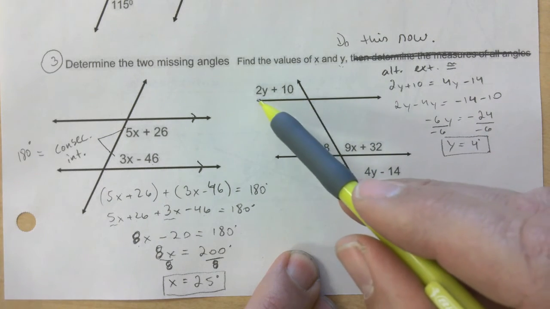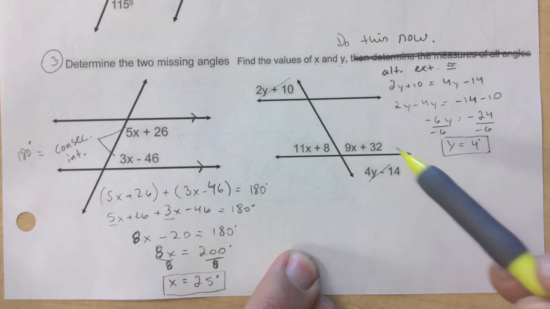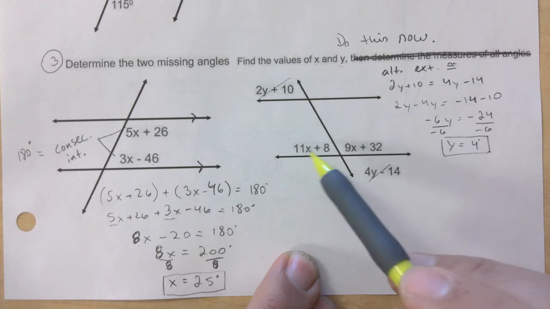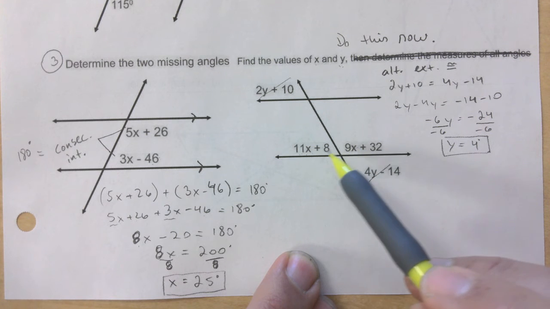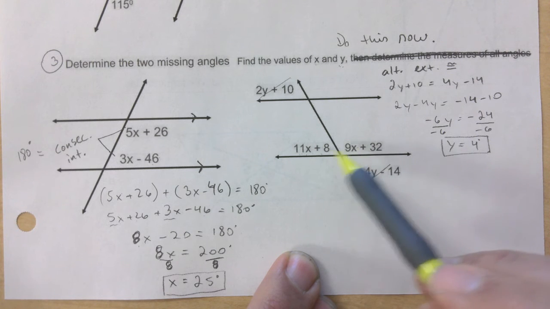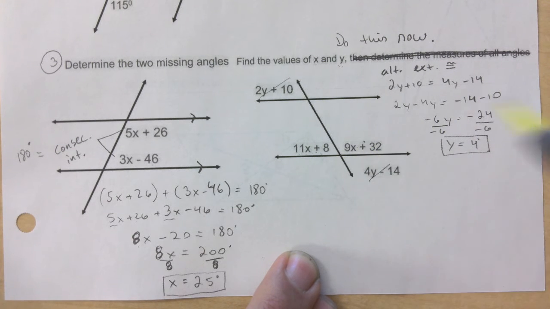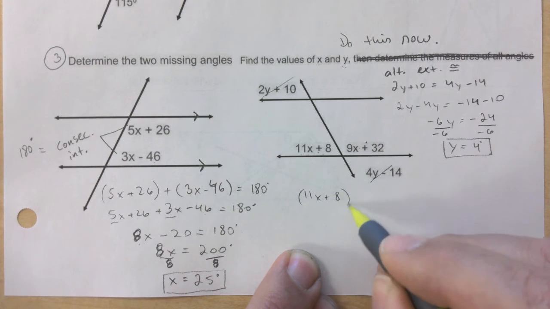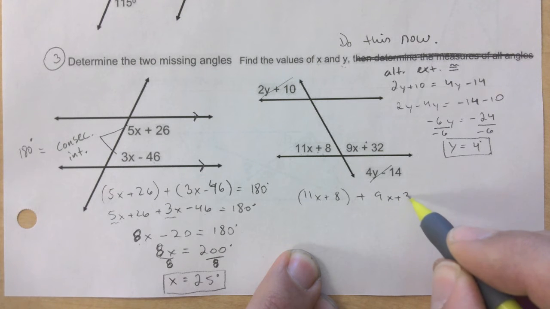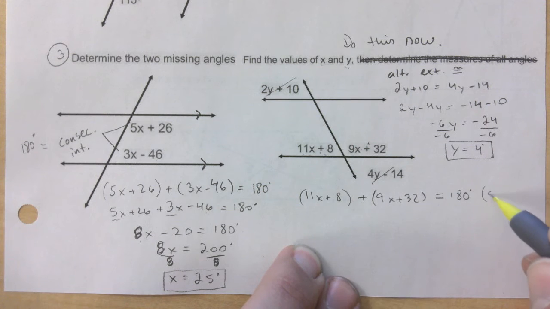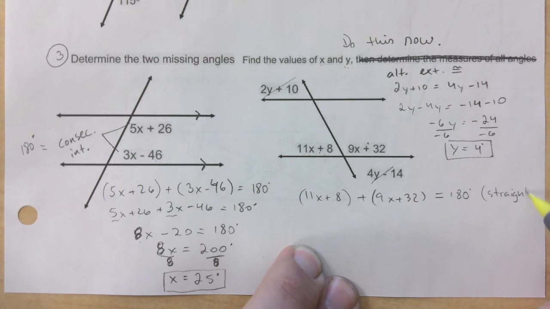Next, so we scratch these now, in the meantime, and just focus on the ones that have the like terms. So x and x, what name do we have for these? These would be a straight line. We know that these two add up to 180. So 11x plus 8 plus 9x plus 32 is equal to 180. And we'll just say that's a straight angle.